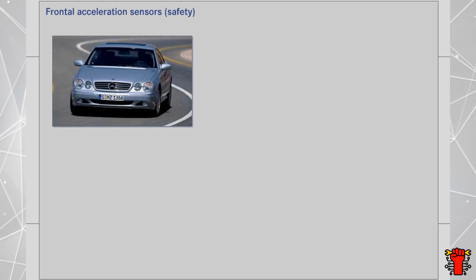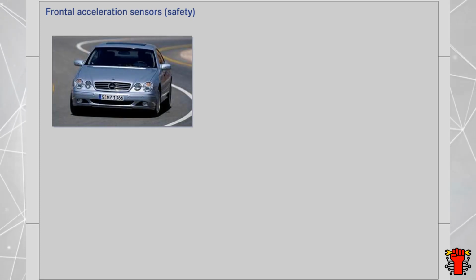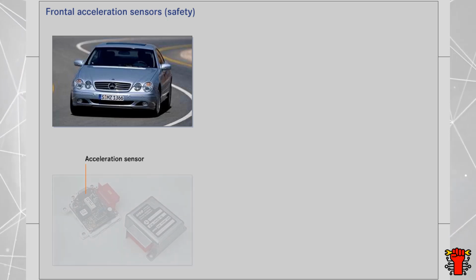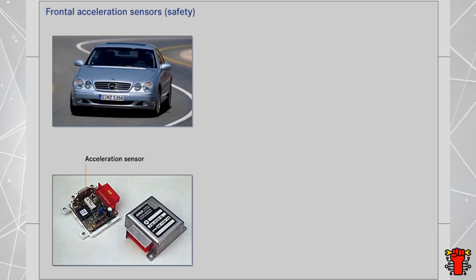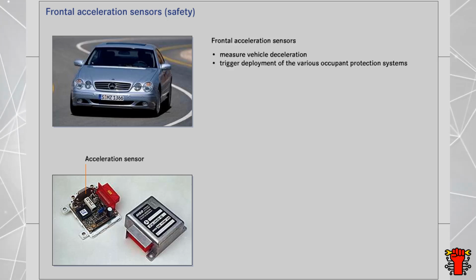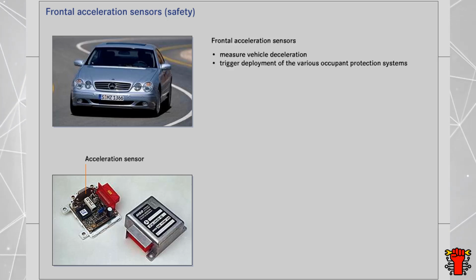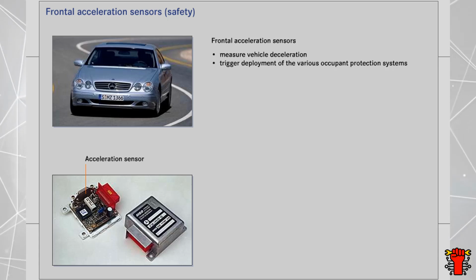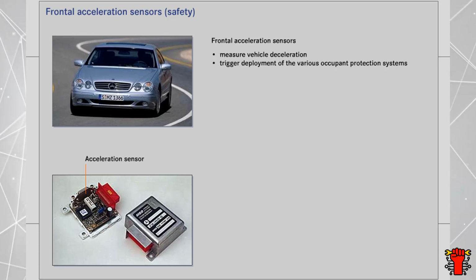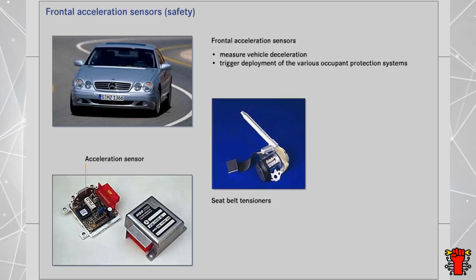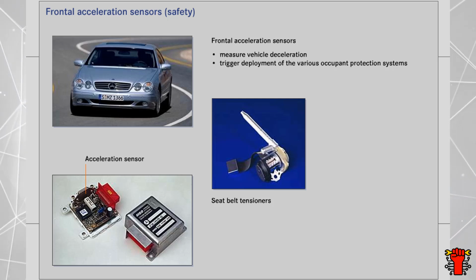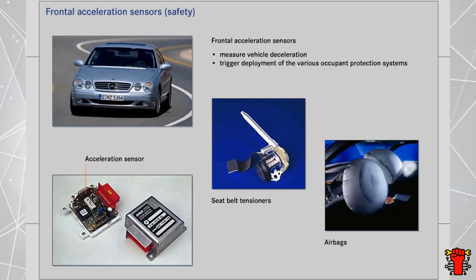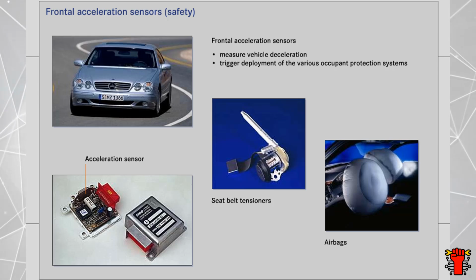What happens, however, if the vehicle gets into a situation where a collision is unavoidable? Here other sensors, such as the frontal acceleration sensors, come into operation. These measure the deceleration of the vehicle and trigger the deployment of the various occupant protection systems, depending on the severity of the collision. These occupant protection systems include the seatbelt tensioners of the restraint system, which are activated in several stages, and the airbags, which are also deployed in several stages.